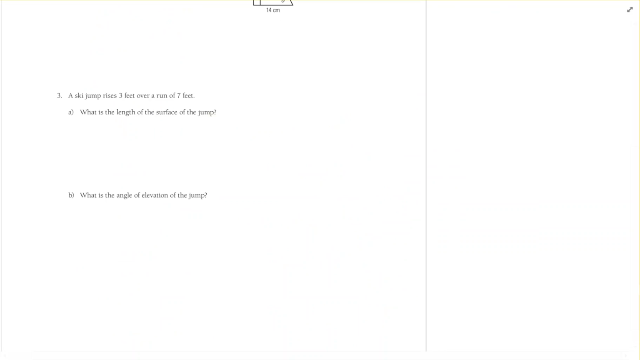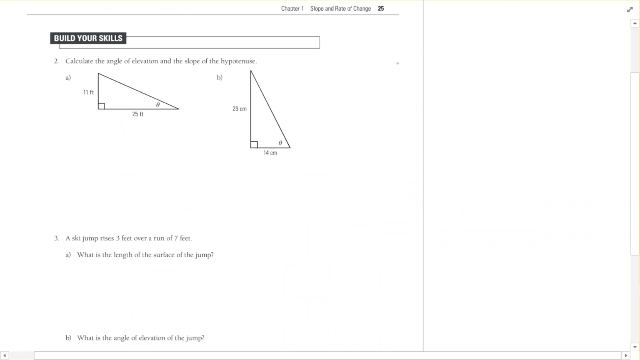Okay, so I'm going to let you guys go ahead and do these ones on your own. Just remember your formulas here. You'd have slope, so m is equal to rise over run, and you're going to have tan theta is equal to rise over run. Okay, so if you're going to find your slope, use this one. If you're going to find your angle, use this one.